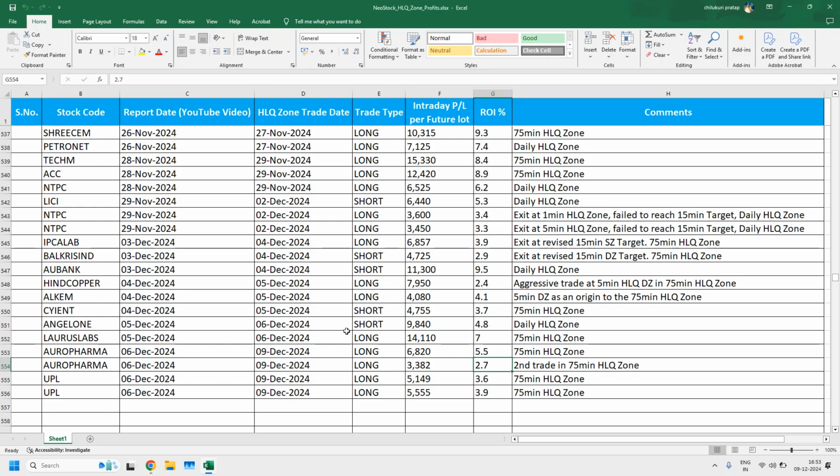So what is the profit we got? The first trade we got 5,149 rupees. The second trade, another 400 rupees extra profit we got because we took the trade a little inside so that we achieve 1:3 RR. So the second trade gave you 5,555 rupees profit. And the first trade gave you 3.6% ROI as per one futures margin cost. The second trade gave you 3.9% ROI based on one futures margin cost.